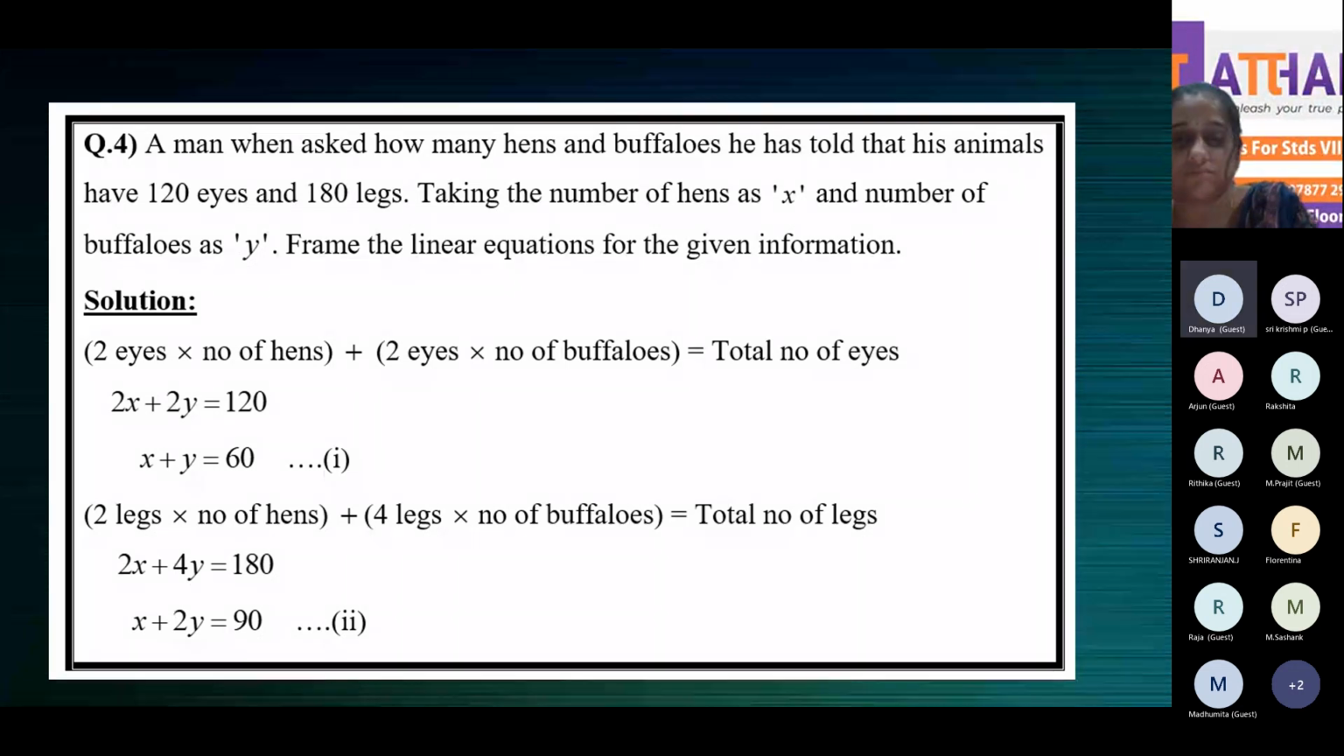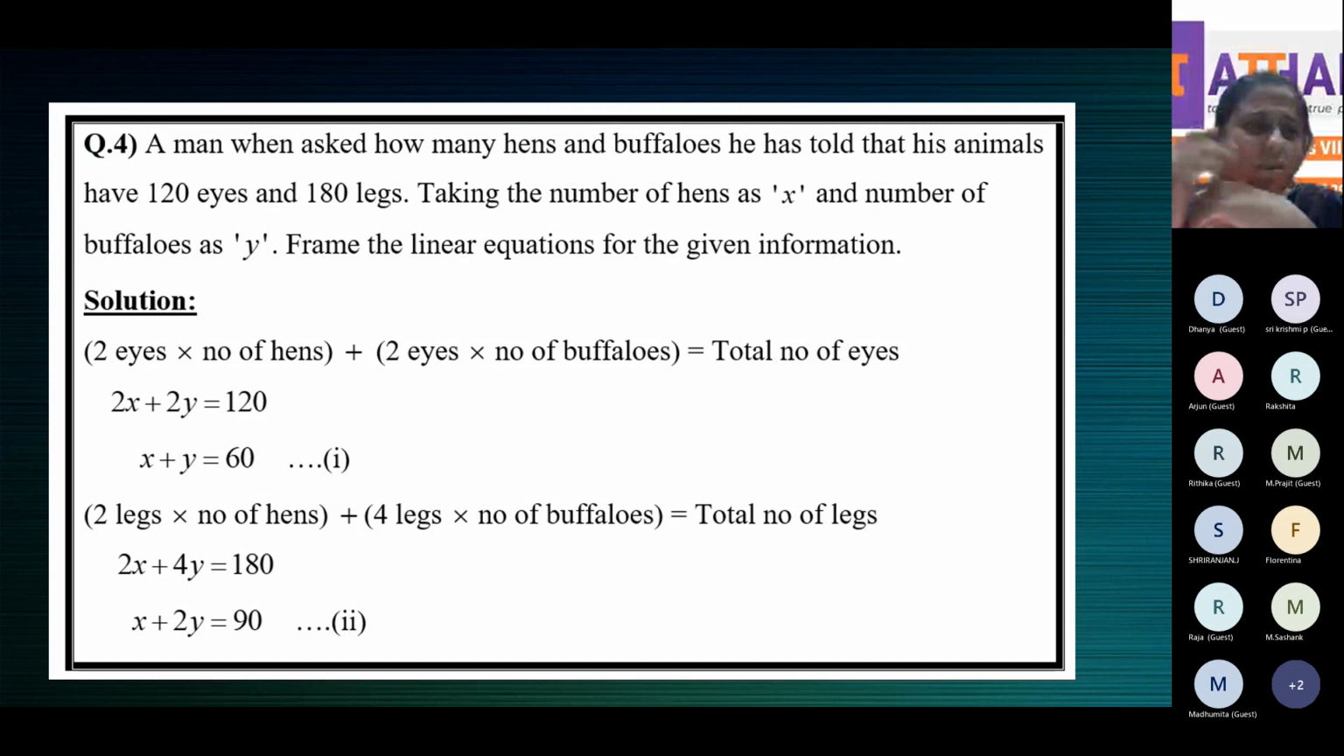Ma'am, there are 30 hens and 30 buffaloes. 30 hens and 30 buffaloes. Okay. 30 hens and 30 buffaloes. 30, 60.